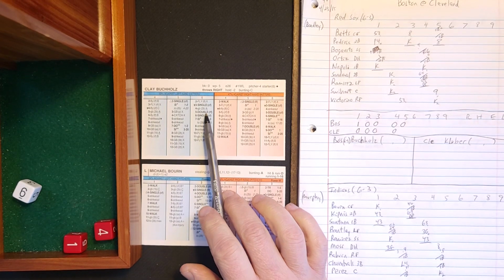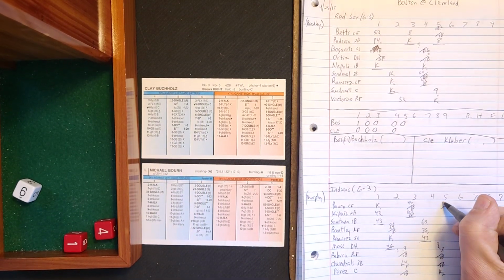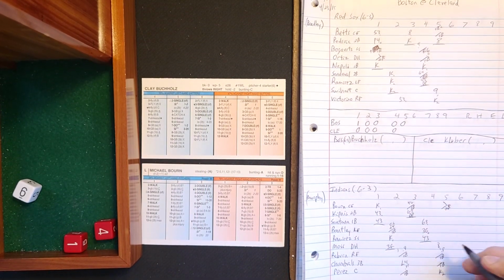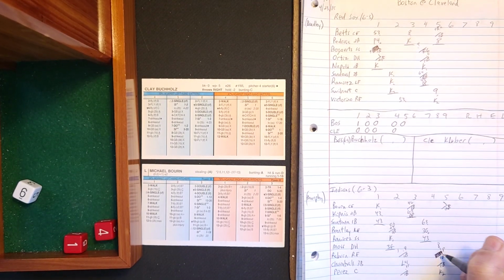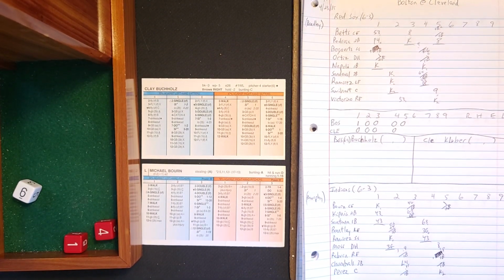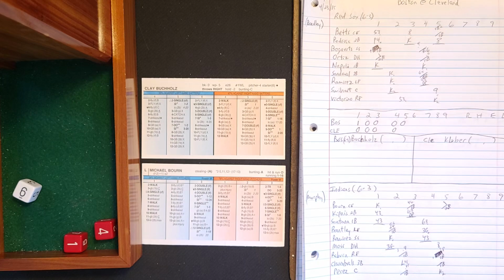6-5, he does not. It's a big double for Michael Bourne. And the Indians break through. And we'll see if Chisenhall can score from first or not. We know that Rayburn scores from second. Chisenhall runs at a 12.